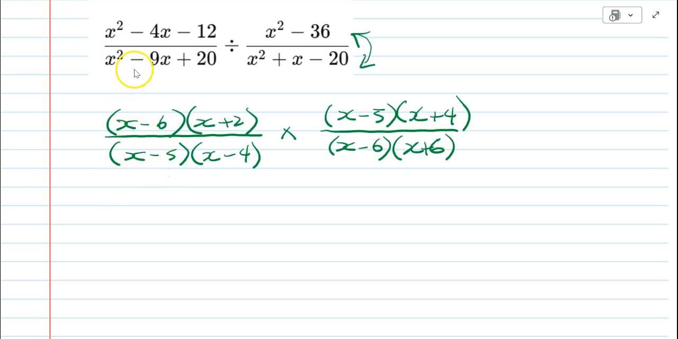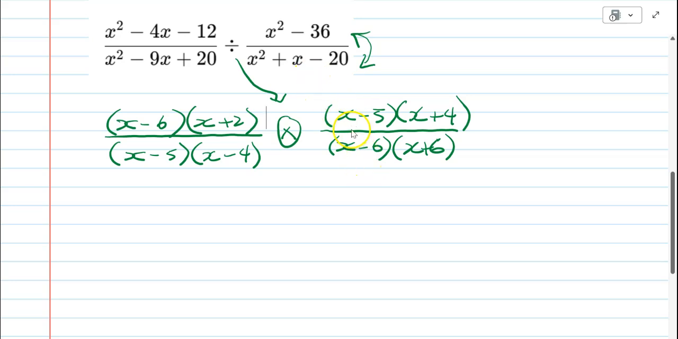All right, so these are the factored forms of each of the expressions on the left and the right. Make sure that it matches: x minus 6, x plus 2 for the top one right here, x minus 5, x minus 4 is the bottom one right there. Make sure that it does make sense. This one, I just changed the division to multiplication. So that's very important to remember. That has changed now. And then you have to flip. The denominator becomes the numerator, numerator becomes the denominator.